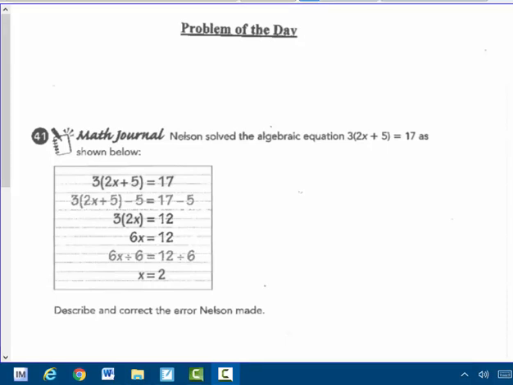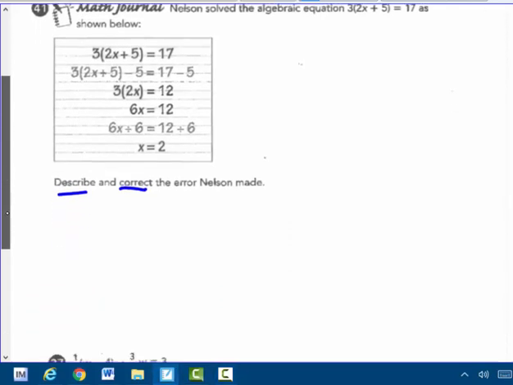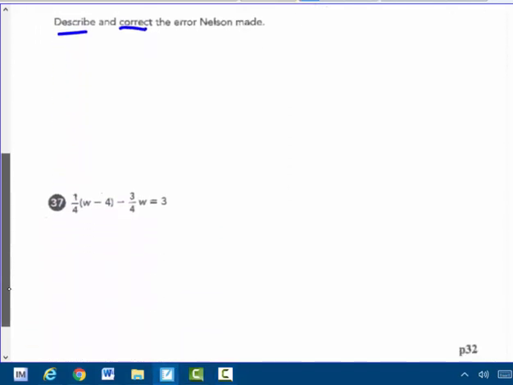Today's video starts on page 32. It's a problem of the day. You're reading this question. Nelson solved the algebraic equation 3 times the quantity 2x plus 5 equals 17 as shown below. Describe and correct the error that Nelson made. So please go ahead and do that.